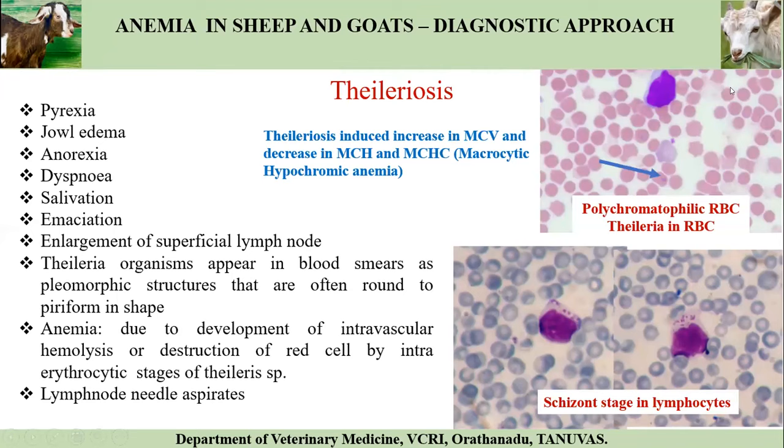To confirm, the most sensitive test is PCR. PCR is more sensitive for active infection than blood smear examination. If you suspect theileriosis with enlarged lymph nodes, you can take lymph node aspiration cytology, in which you can see the schizont stage organisms in the lymphocytes of the lymphoid tissues, but they are generally not seen in the white blood cells in the blood circulation.